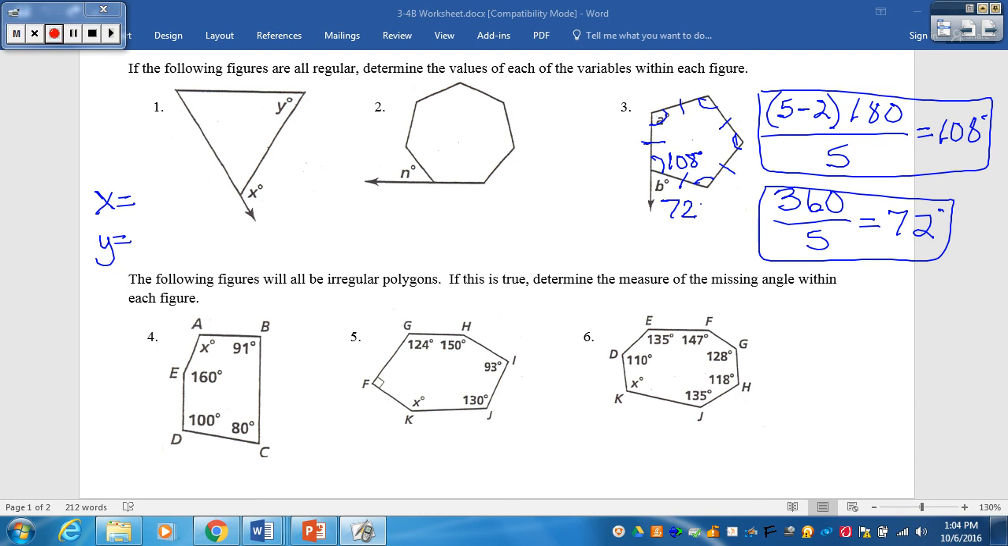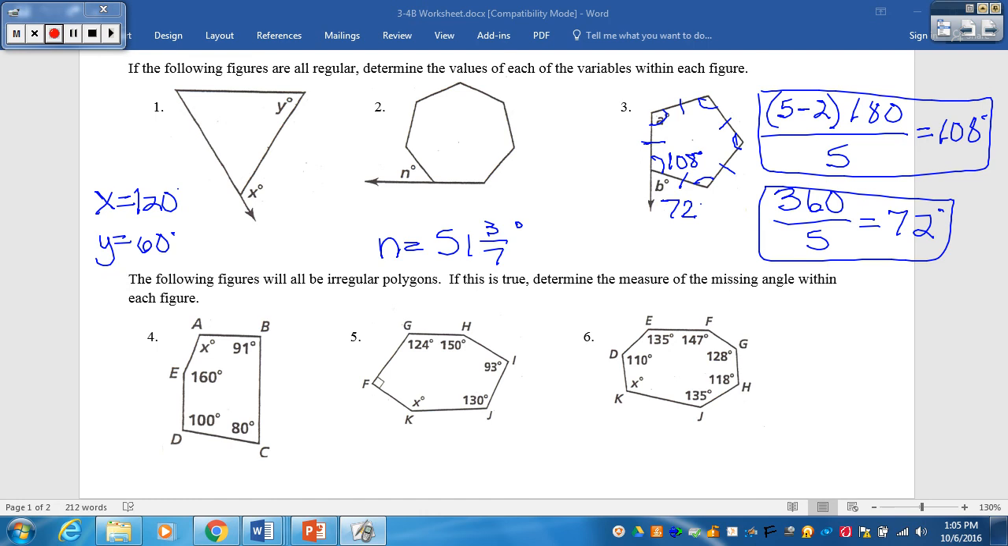So the answer for X is going to be 120 degrees. Okay. And the answer for Y is going to be 60 degrees. Okay. So you want to show me the work for that one. And then with this one, number 2, that has 2, 4, 6, 7 sides. Remember what is the 7-sided polygon called? Heptagon. Hopefully you got that right. Okay. N in this figure is going to be 51 and 3/7 degrees. Okay. So again, show me the work for both of those, and I'll give you credit for that.